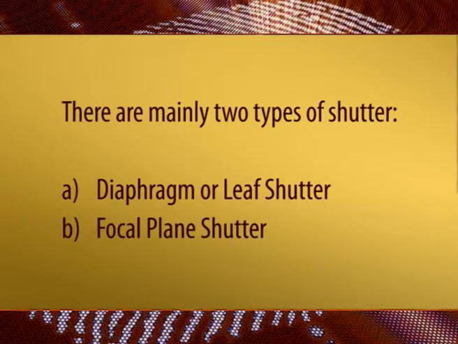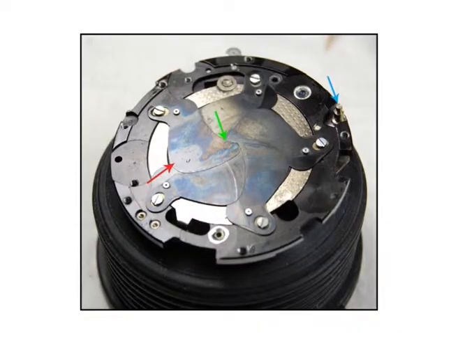There are mainly two types of shutter: diaphragm or leaf shutter, and focal plane shutter. Now, the diaphragm or leaf shutter was devised by Mr. Friedrich Deckel of Germany in 1912. This type consists of 3 to 5 metal blades which can open outwards, leaving a clear hole for exposure, and cover again after a preset time. The speed is controlled by pinions and levers. This type is generally mounted in between the lens components.